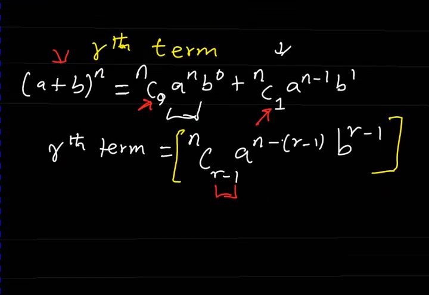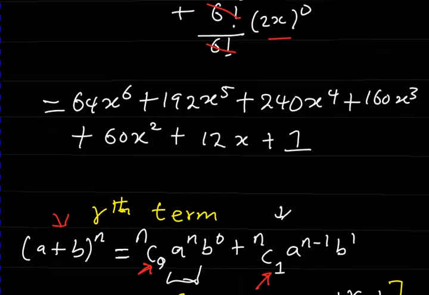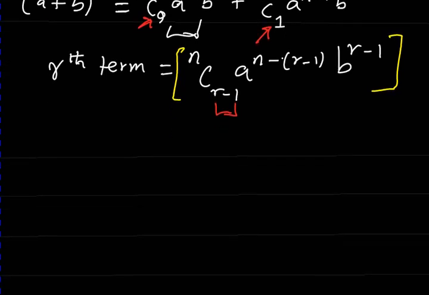Now let's prove this particular formula. Let's use this expansion right here. Say I want to find the fourth term of this expansion. This is 1, 2, 3, 4. This is the fourth term of the expansion. Let's see whether this formula is valid. So the fourth term is going to be n, which is 6, combination 4 minus 1, which of course is 3.